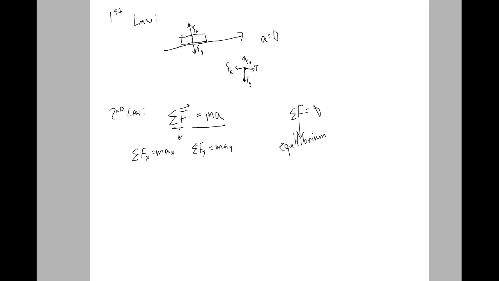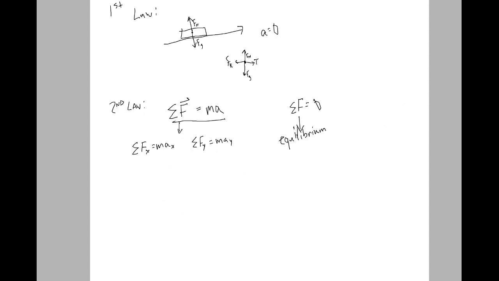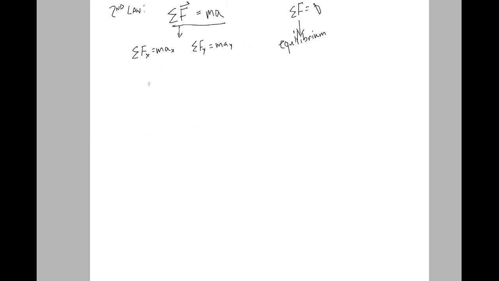Now, let's do an example. Let me scroll down a little bit. We've got a block, and it is attached to the wall with this cable. Let's call this T1, and then it's got another cable, T2. It's attached to the ceiling. And let's say this block weighs 10 kilograms. Now, in this problem, the block is suspended. It's in equilibrium. In other words, its acceleration is zero.